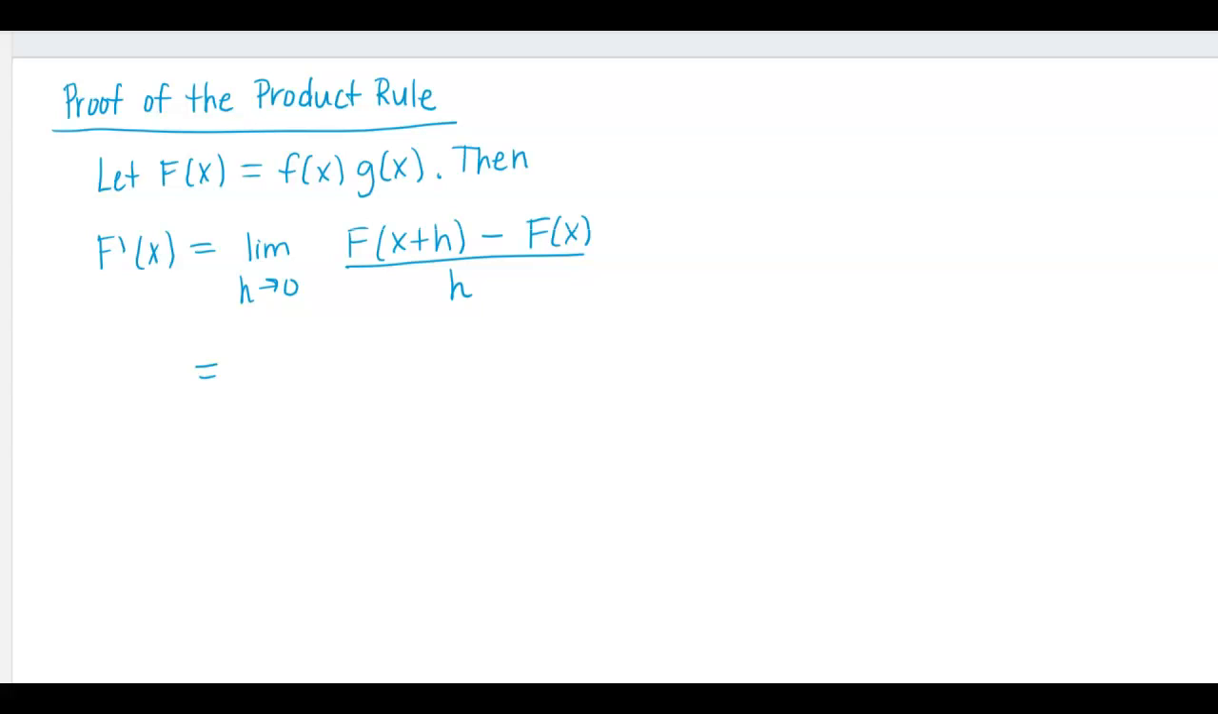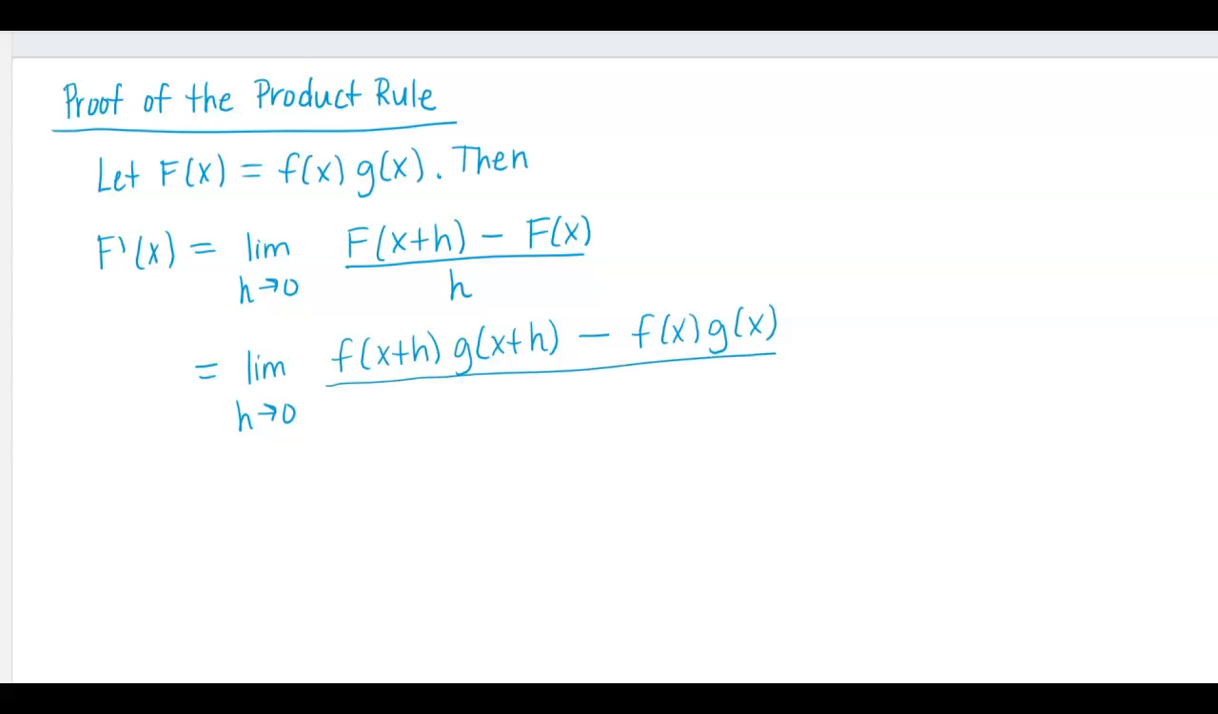Then what I'll do is I'll plug in this for my function. So I have f of x plus h multiplied by g of x plus h. That's for the first part here. And then we are going to subtract off f of x times g of x. That's for the second part here. And the whole thing gets divided by h.